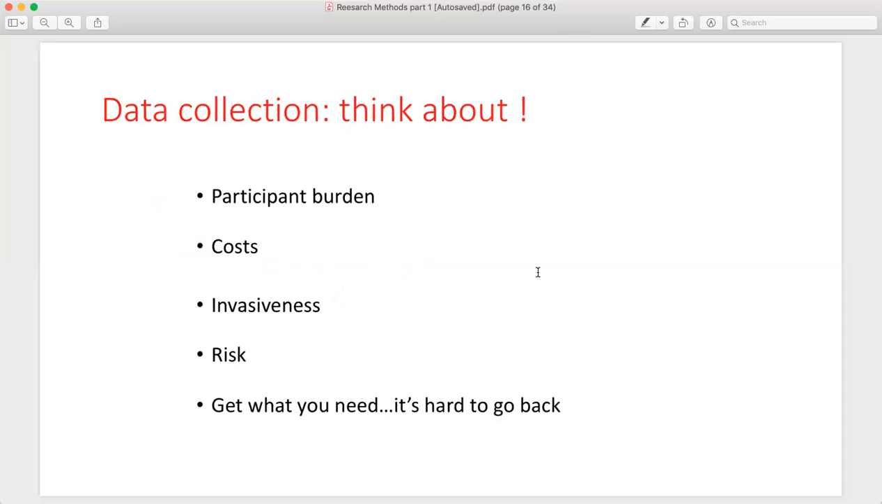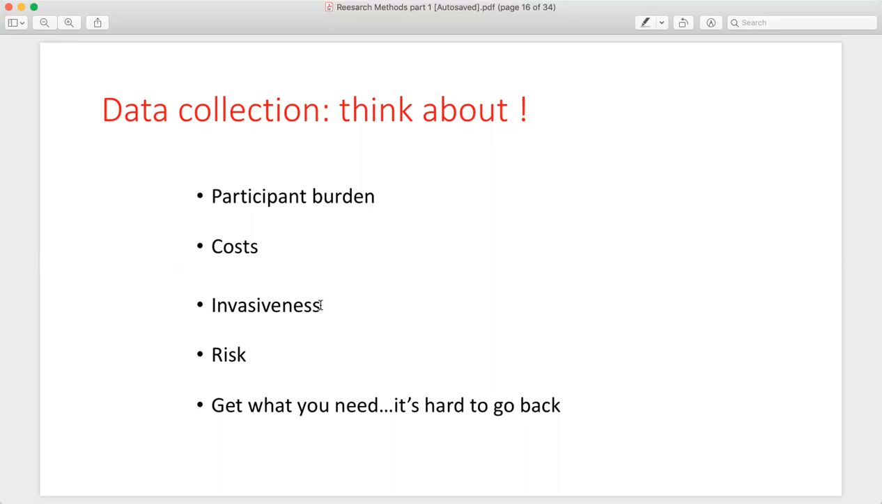So when you are planning data collection, think about participant burden. You don't want to bore the participant, because if the participant has to spend a long time with the interviewer or the researcher, then expect that quality information is not coming. The longer the duration of the interview or data collection, the more the quality of information will wear off. Think about cost, especially for the master's thesis. Costing is very important. You want to make sure that you would be able to do this study.